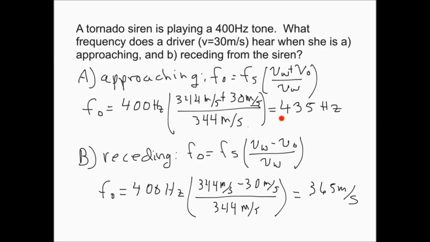In the first case, where we're approaching, the driver is going through the waves faster than she would if she were standing still and the waves were coming at her, because she's driving towards them. So she sees more waves per second, and so she hears a higher frequency. Similarly, if she's going away, she's going through the waves slower because she's driving away from them as they're approaching her, and so she hears a lower frequency.